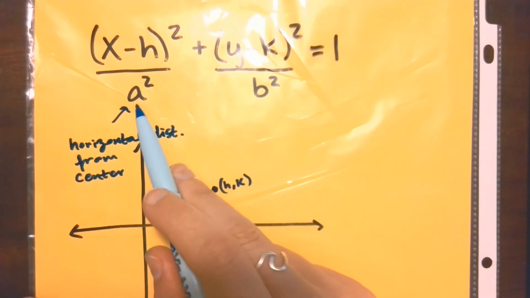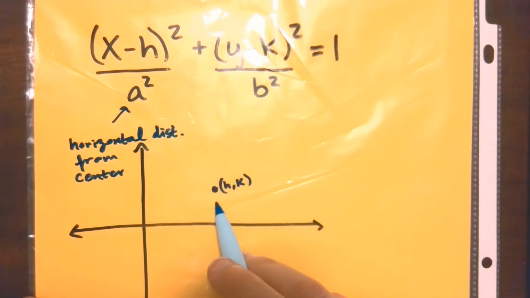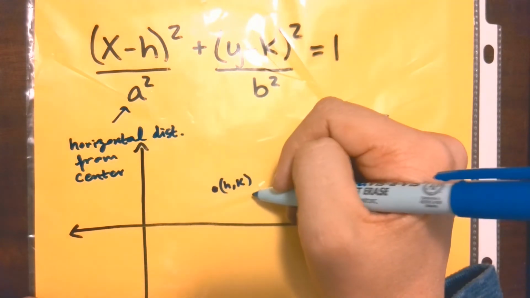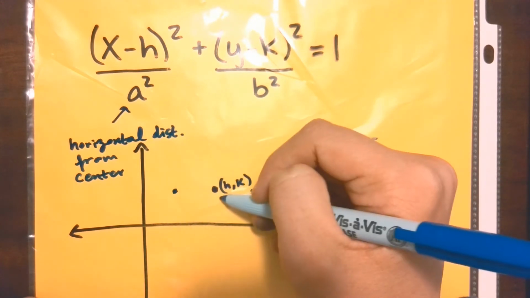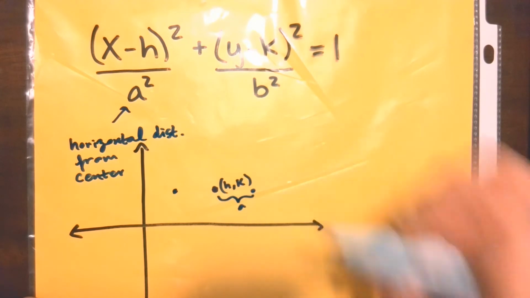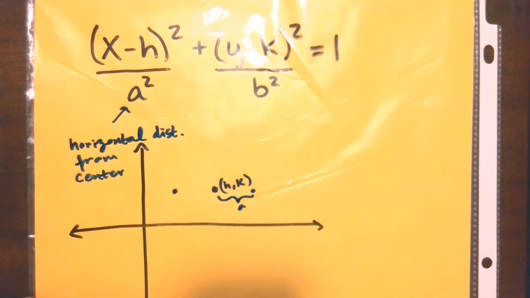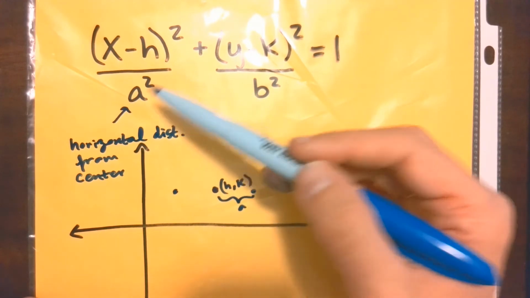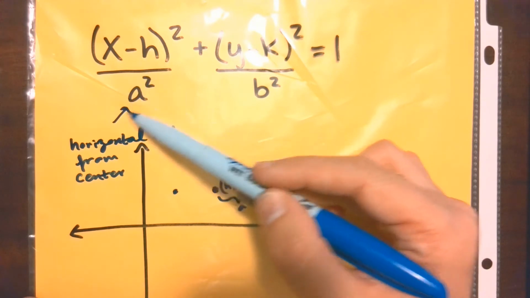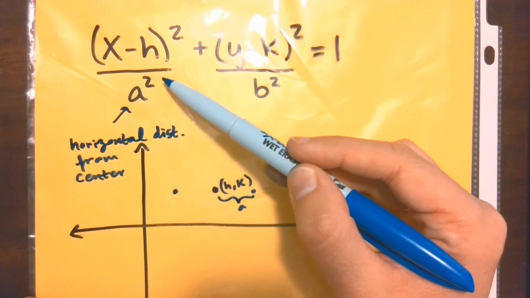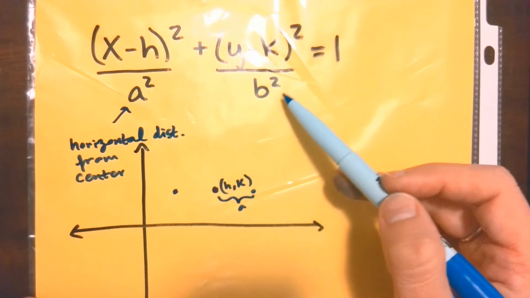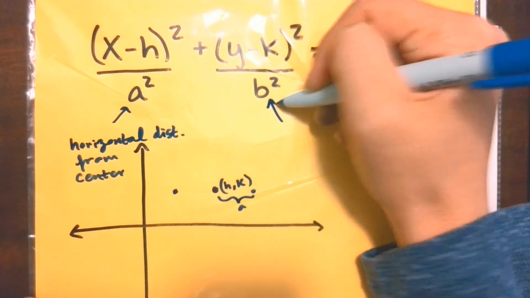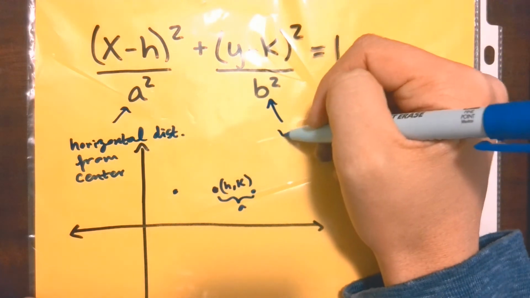So whatever that a is, say it's like a 3, that means I would go 3 in the right direction, I would go 3 in the left direction. So that would be my a value. Just like when I was trying to find the radius for our circles, I do need to take the square root because this isn't just a underneath it, it's a squared. So I need to take the square root to find that a distance. Same thing with what is underneath y, except that b is going to control the vertical distance.